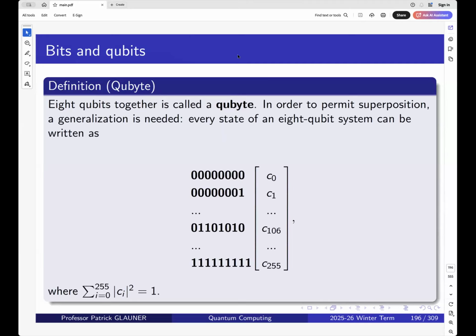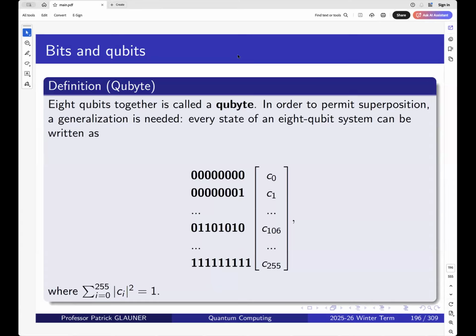If I have 8 bits, so 8 classic bits combined, I have 1 byte. And each bit is either 0 or 1. So I have one state that has 8 entries, which are each either 0 or 1. Now, with a qbyte, something different will happen. I have 8 qubits, but for each qubit, I have my amplitudes for 0 cat and 1 cat.